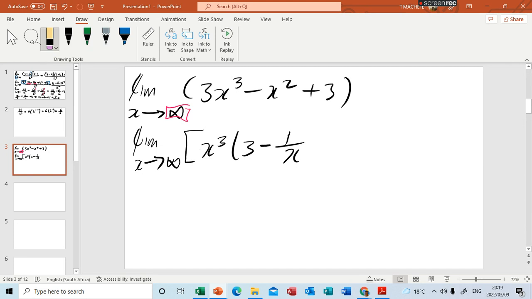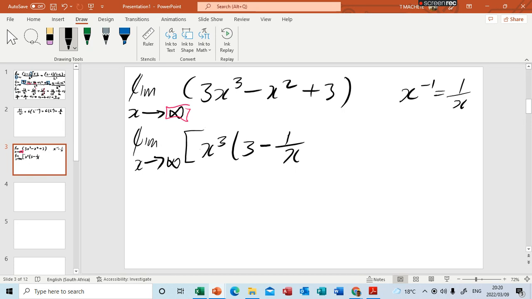Teacher Dave, isn't it when you multiply x to the power of 3 with the term inside the bracket, it must take you back to the original equation? That's correct. So what if I say x to the power of 3 multiplied by x to the power of negative 1? I get x to the power of minus 1, it's 1 over x. The way you are breaking it, you're making things difficult. Sorry, look at this.